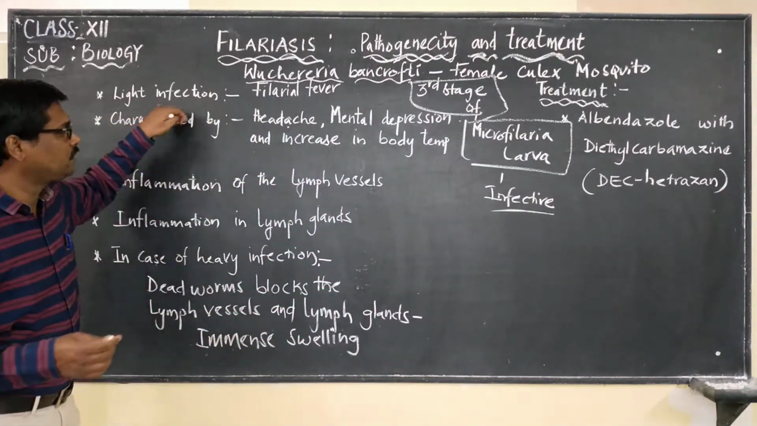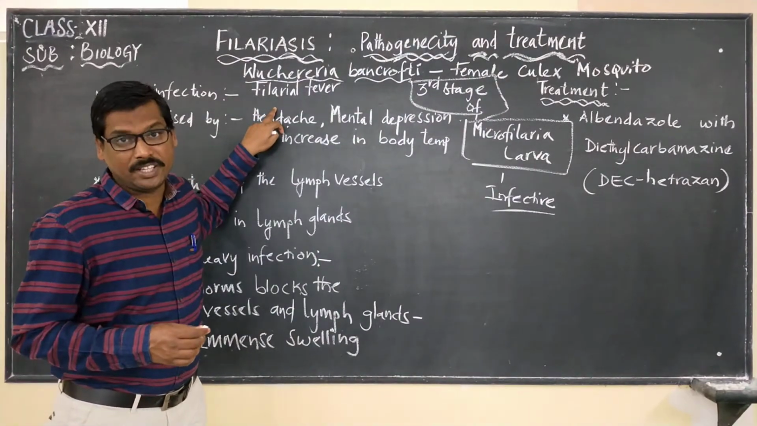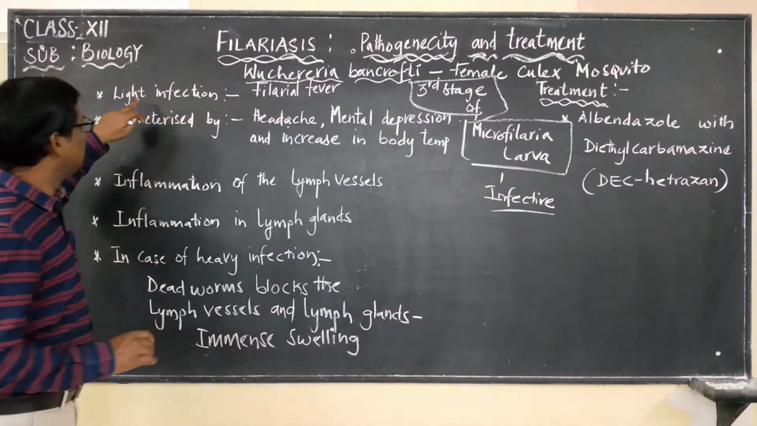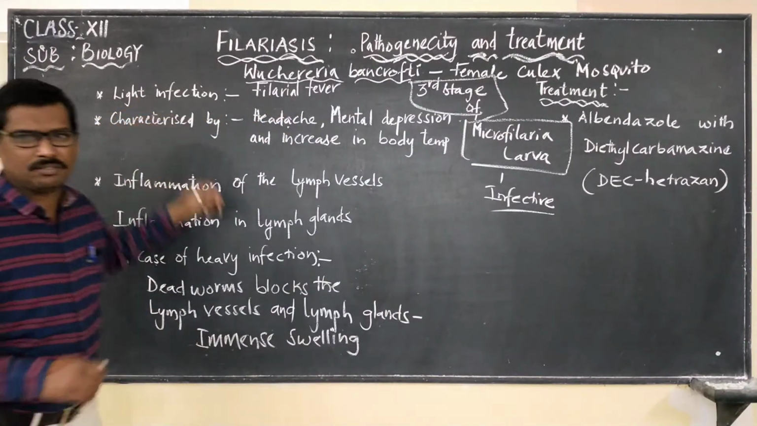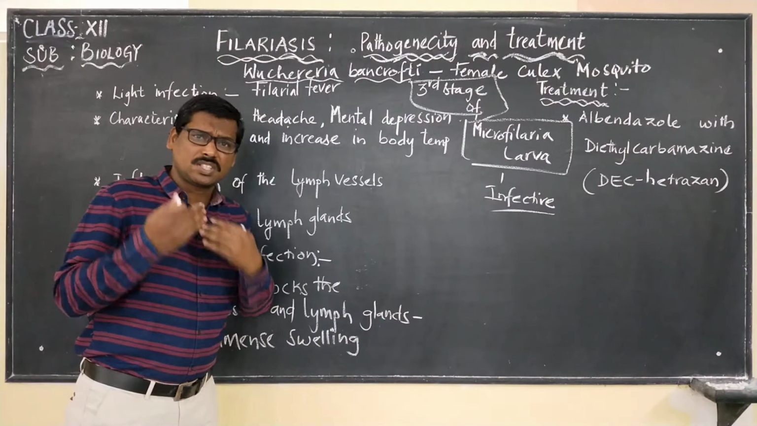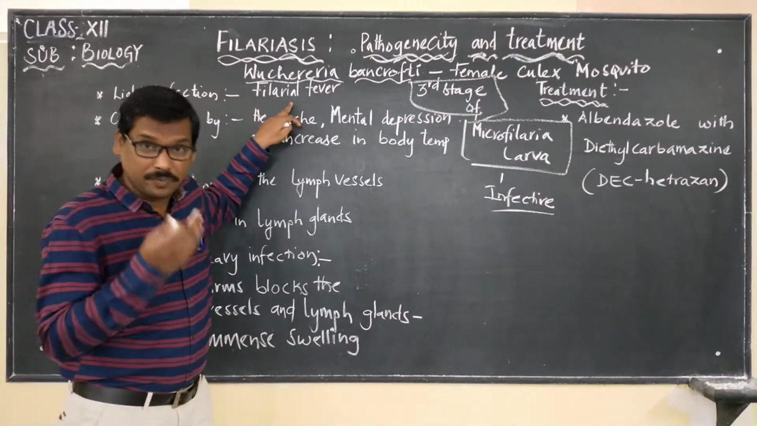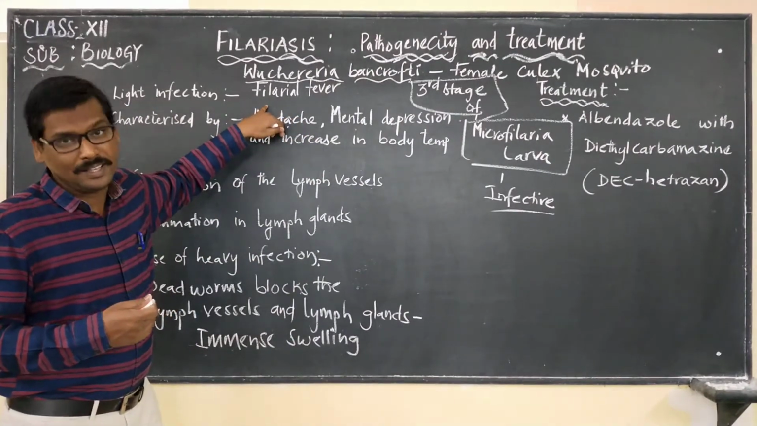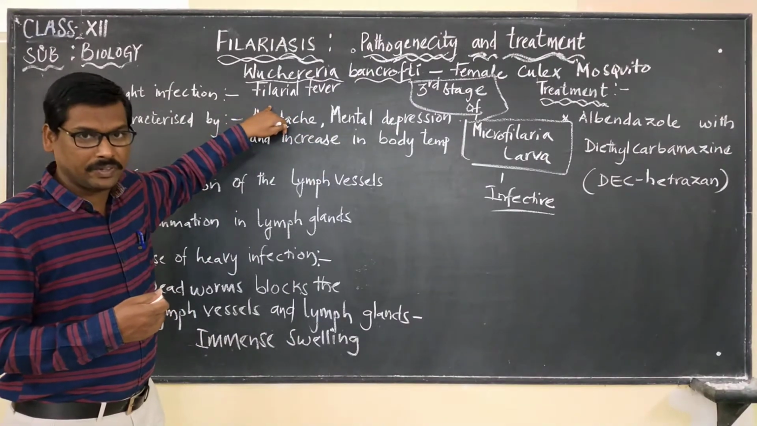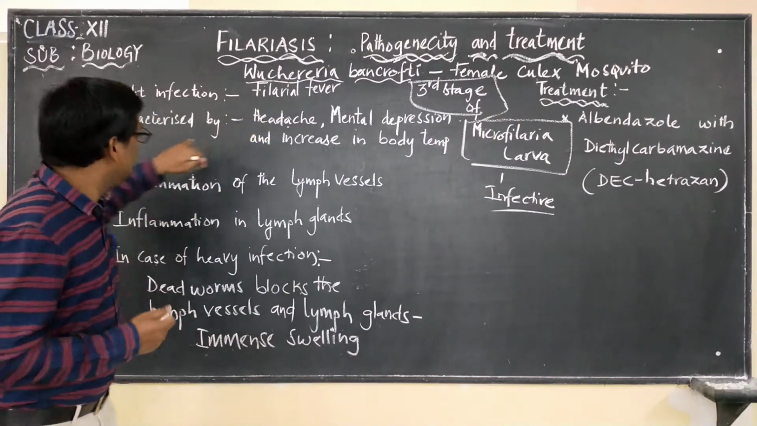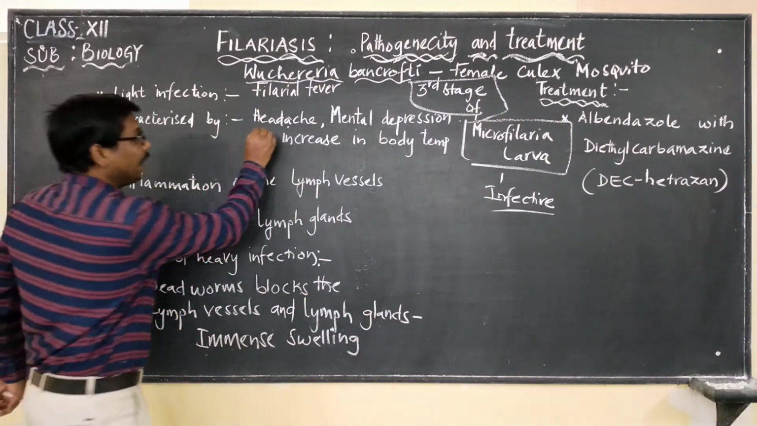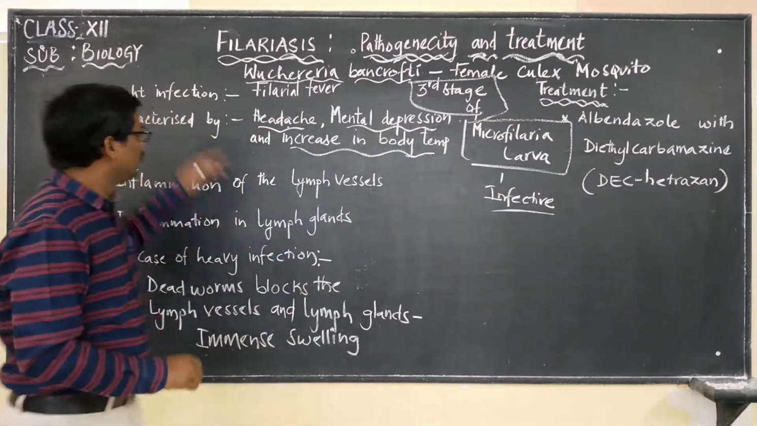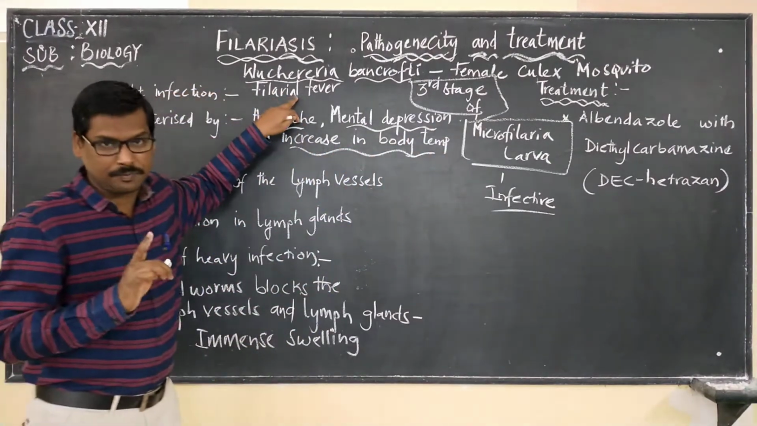Now, when the female Culex mosquito comes and bites a healthy person, in its light infection, it causes filarial fever. The very first symptom is what? Filarial fever. We are calling it a light infection. It is a mild infection, not so severe. There will be fever seen in that particular person. We are calling it filarial fever.